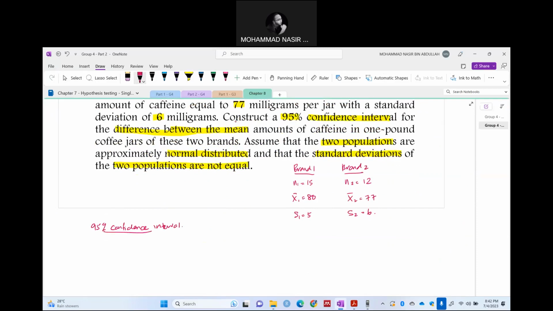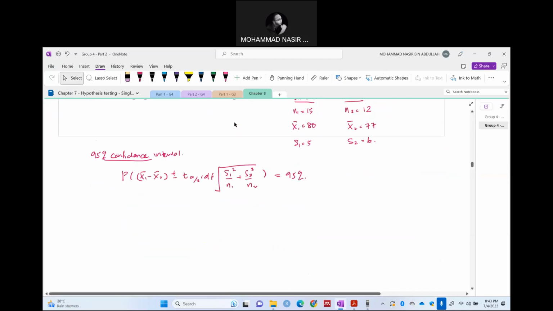So the formula for the confidence interval is the probability of x bar 1 minus x bar 2 plus minus t alpha divided by 2 with degrees of freedom, times the standard error, square root of s1 square divided by n1 plus s2 square divided by n2. This should be equal to 95%.